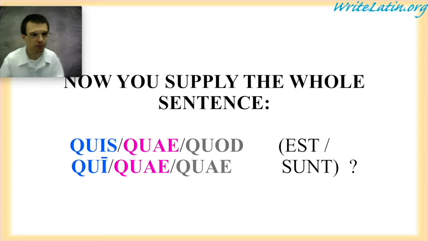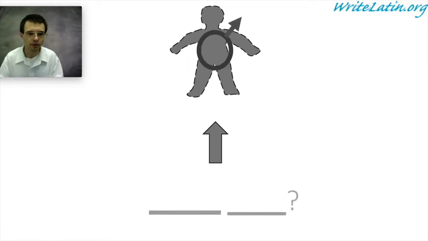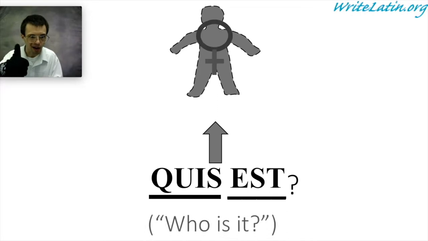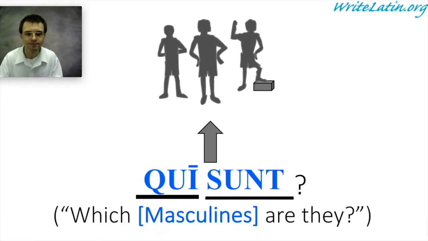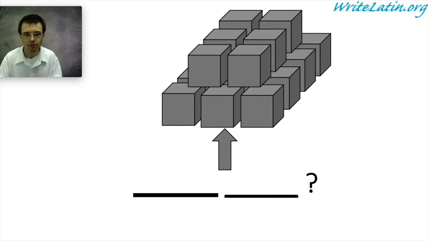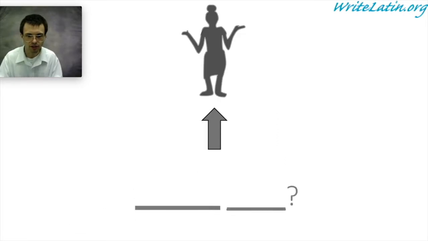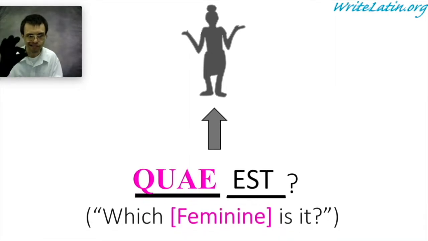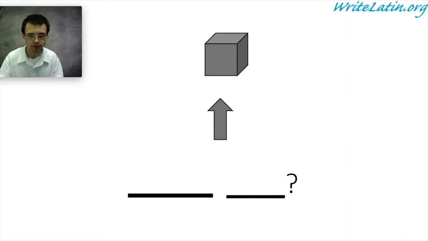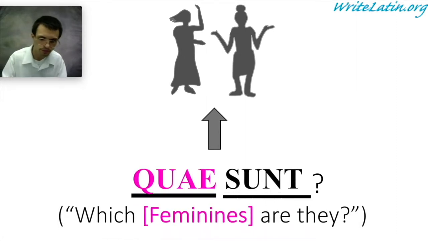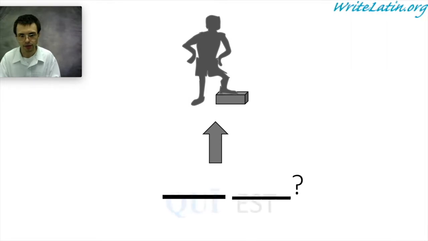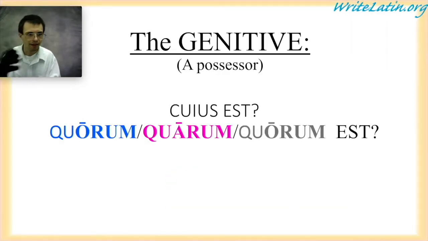All right, now you supply the whole sentence, and put in est and sunt also. Here we go. What is this one? What about this? Yes. And this? And singular. And feminine plural. Masculine. All right, so hopefully you're pretty good now at saying nominative interrogative pronouns.